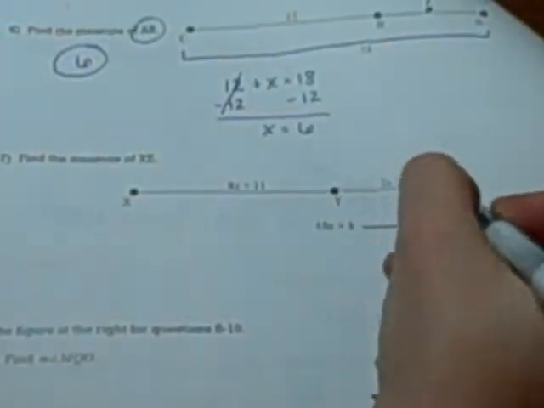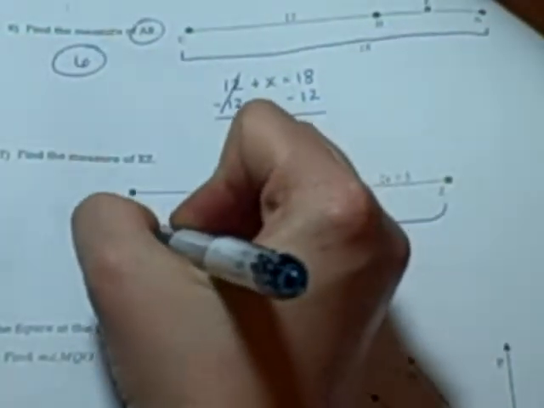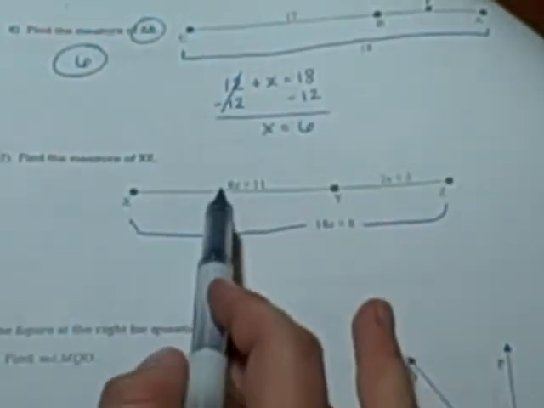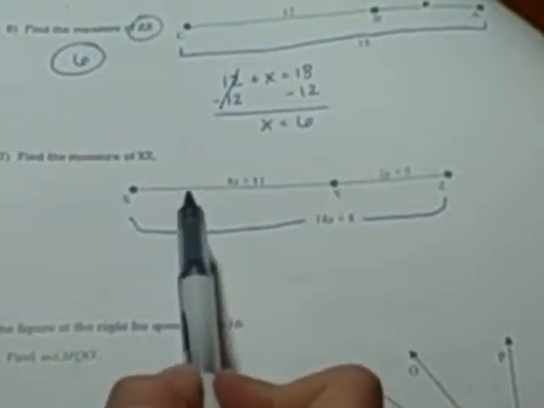Okay, let's move on to number 7. Number 7 is very similar, but it uses a lot more algebra. Again, this 18x plus 8 is the distance from x all the way to z. And then it also gives you both of these smaller pieces. So ask yourself, what do you know here? Well, I know that these two smaller pieces have to combine to make that larger piece. And here's how I would write that in an equation.